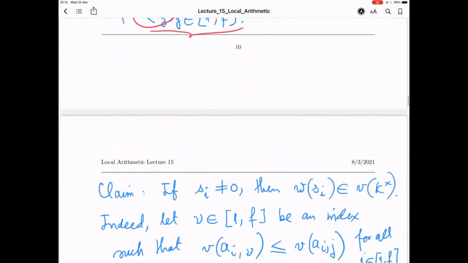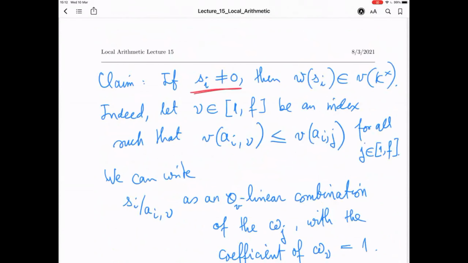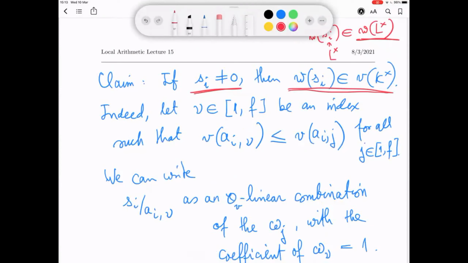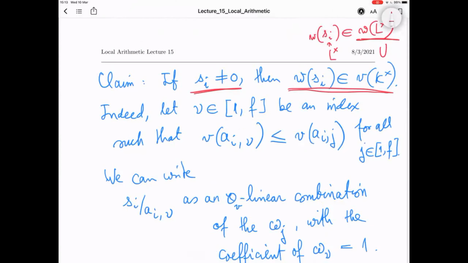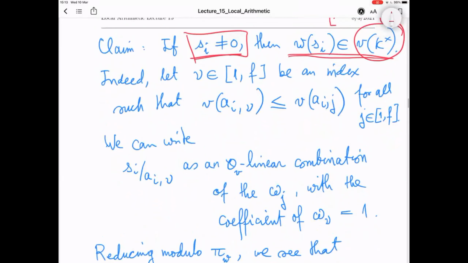Okay, fine. But I'm claiming that if Si is non-zero, then W of Si is in the subgroup V of K star. W of Si normally is in the group W of L star, right? Because Si is in L star, it's non-zero. Now, this is a group and this is a subgroup. So the claim being made is that this particular element, which is in W of L star, is actually in this subgroup V of K star, if Si is non-zero. Otherwise W of Si doesn't even make sense.